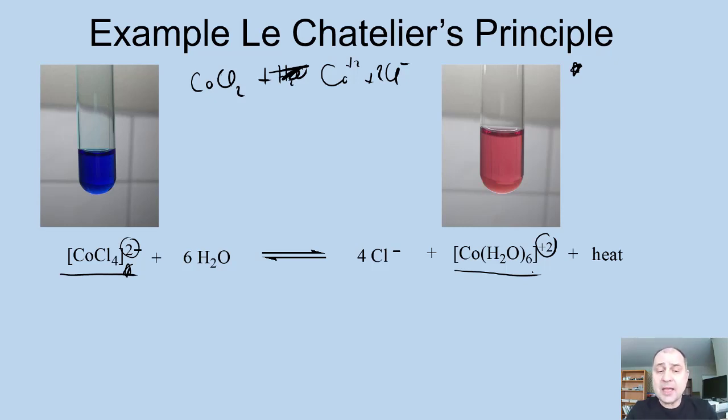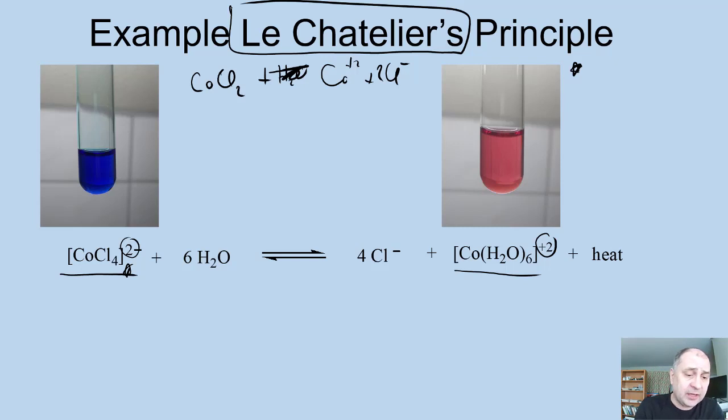And so you can manipulate this equilibrium with Le Chatelier's principle by either adding reactants or products or taking reactants and products out. That will shift it. It'll put a stress on the system, and it's going to try to get back to an equilibrium.